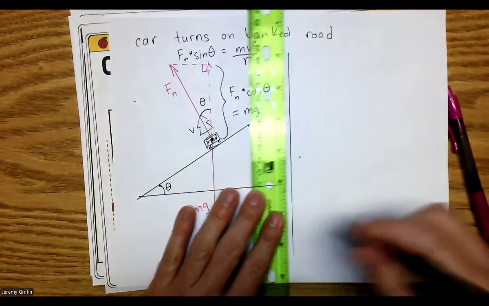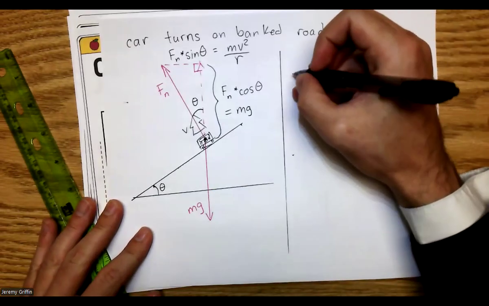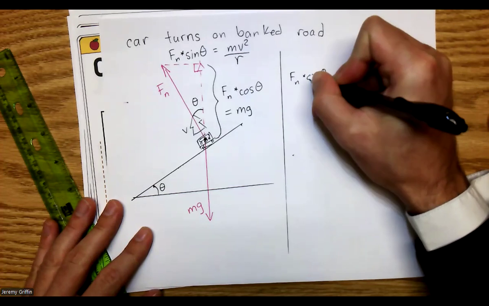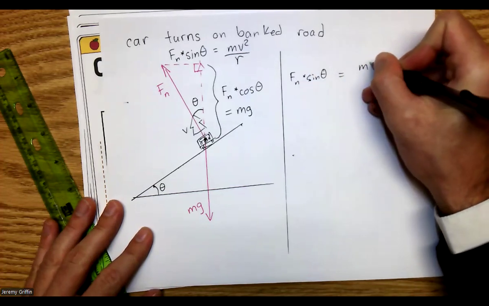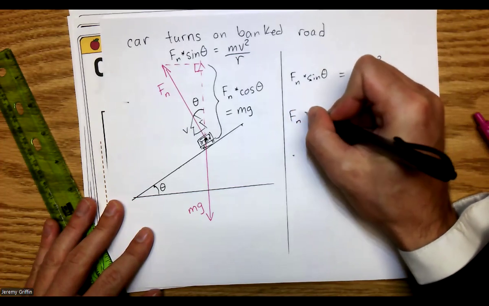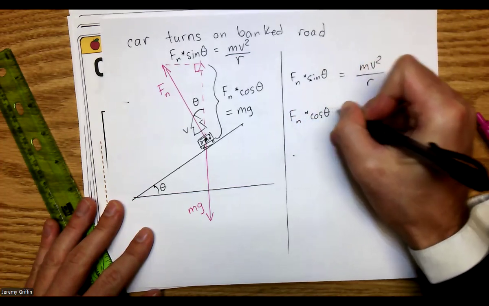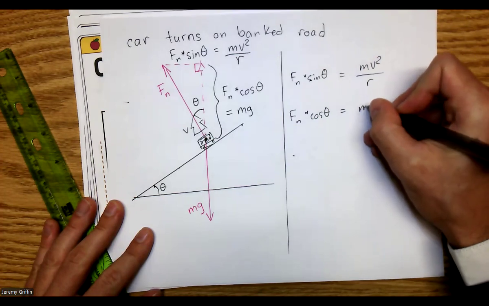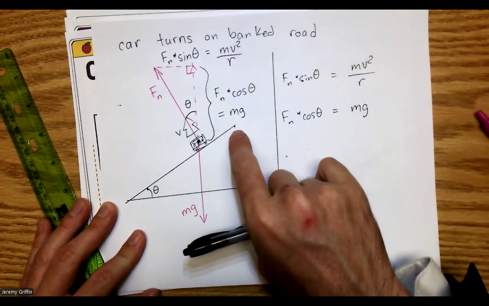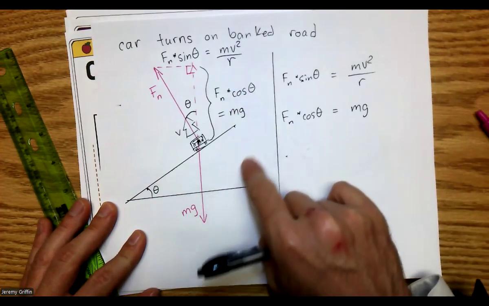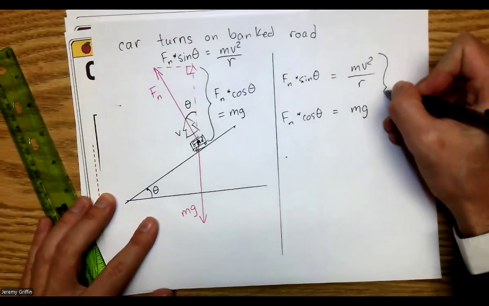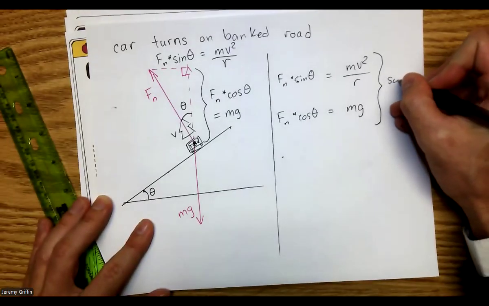Let's do some math out here. So I have two things. I have normal force times sine theta equals mv squared over r. I also have normal force times cosine theta equals mg. I really should back up a step and say normal force cosine theta minus mg equals 0, but then I can just slide over the mg and it just looks like that anyway, right? This is my system of equations.